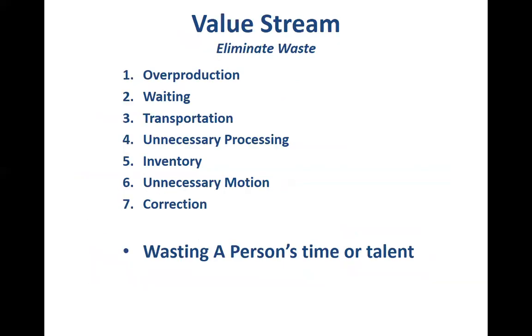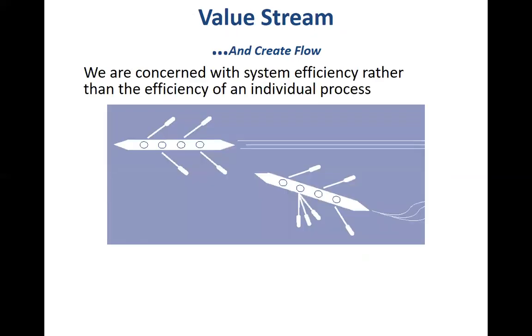So overall, we have different types of waste: overproduction, waiting, transportation, unnecessary processing, inventories, unnecessary motion of people, and then having to correct problems. So those are the different kinds of waste that will waste a person's time or talent, and we want to ensure that such kinds of waste can be eliminated from the system. So value stream helps in attacking overproduction, and in turn, many other problems are also solved by means of this. So the objective should be not just individual processes being very efficient, but the overall system being efficient. That's the objective of our value stream map, future value stream that we are trying to develop.